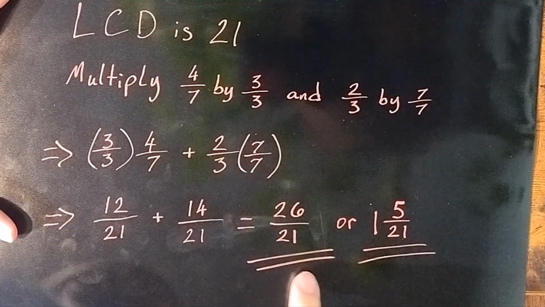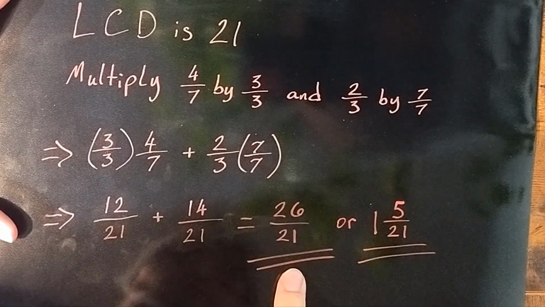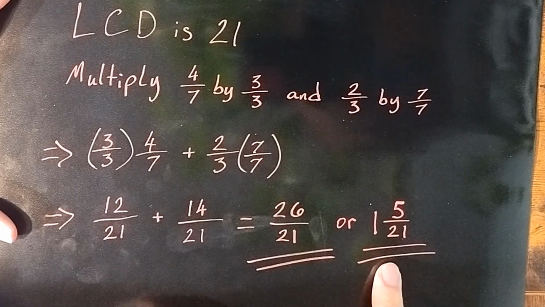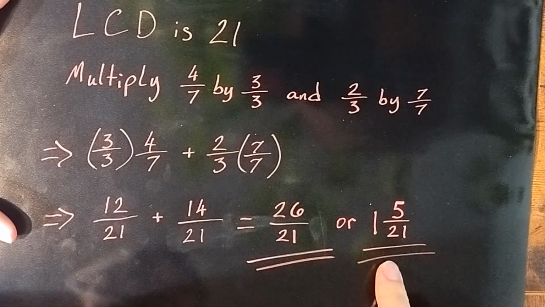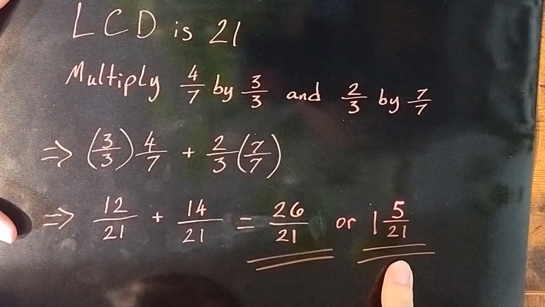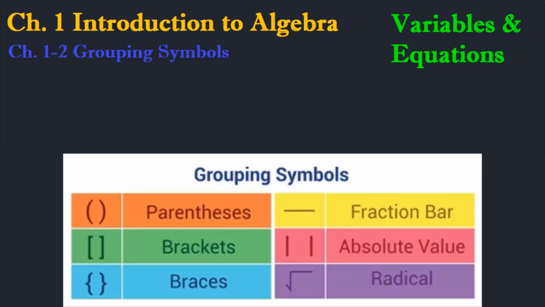I can leave my answer as an improper fraction, or rewrite it as a mixed number, which is a whole number and a proper fraction. Section 2 covers grouping symbols.